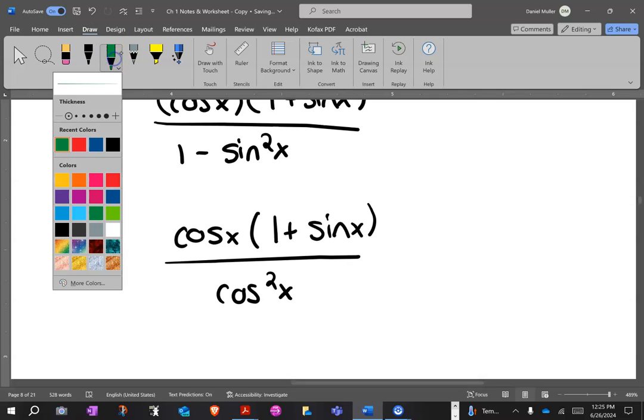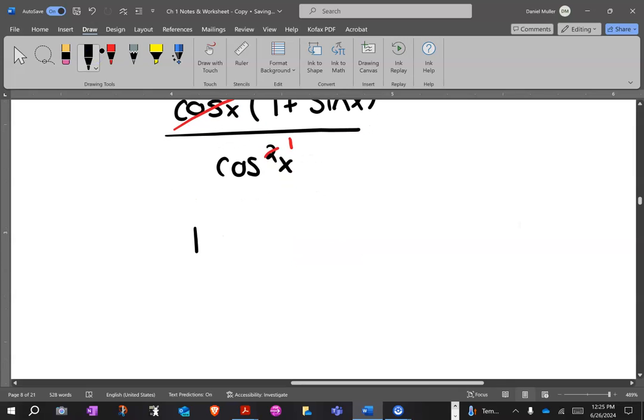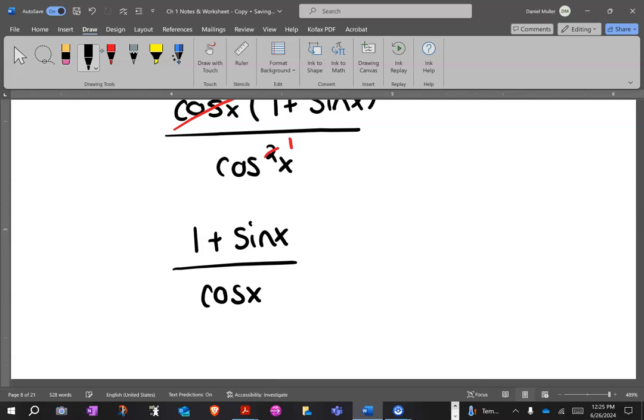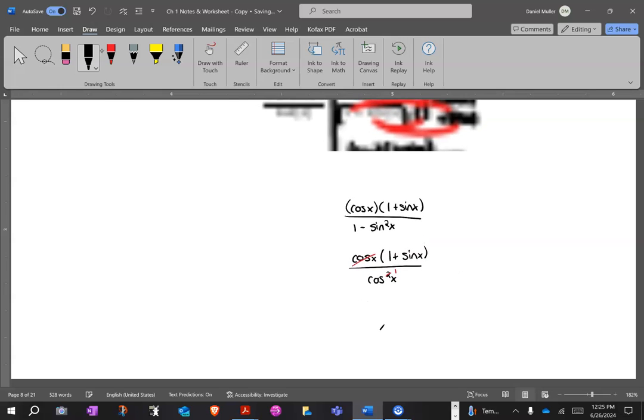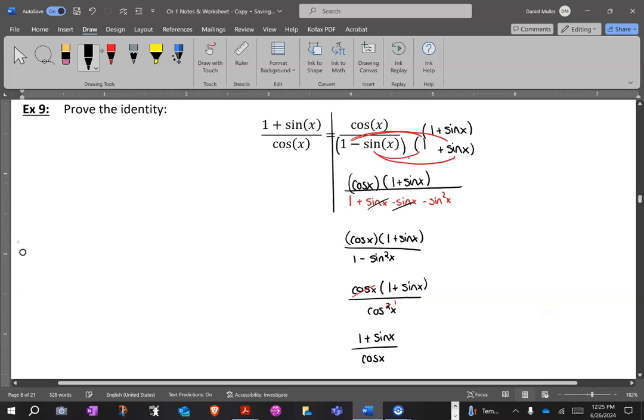And then now you've got a cos x on top with 1 on the bottom. So I've got that 1 plus sine x that I liked. And on the bottom is just a single cos x. And I believe that is my right side, or my left side. 1 plus sine is equal to cos. So it's this idea of multiplying by the conjugate. I could see it on the other side. And canceling out the middle part, so that's what conjugates will do.